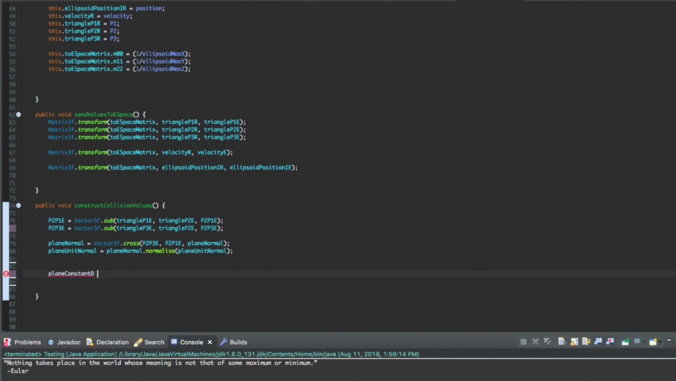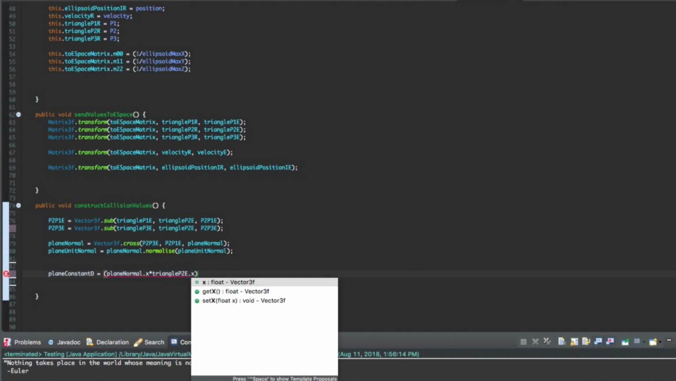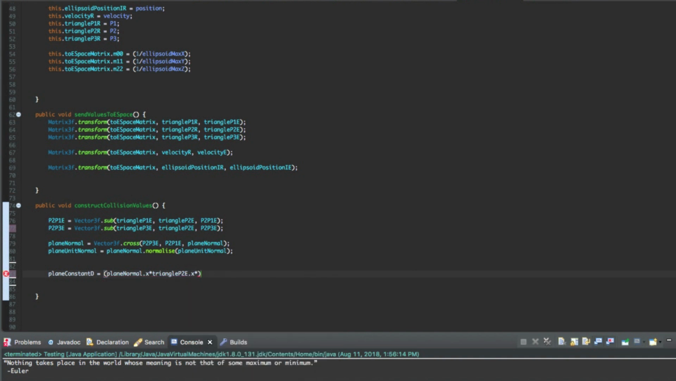Next we will make those plane constants, plane constant d, and this is equal to the plane normal x times any triangle point, I'll use P2, triangle P2E.x times -1. So I'm just going to be adding up all of these terms of this plane constant d that I showed the equation for earlier. So we'll need the plane normal y with the P2E.y, and we'll also need the plane normal z with the triangle P2E.z.